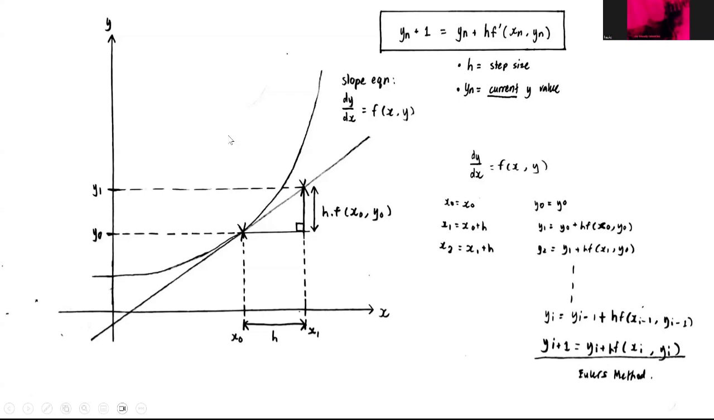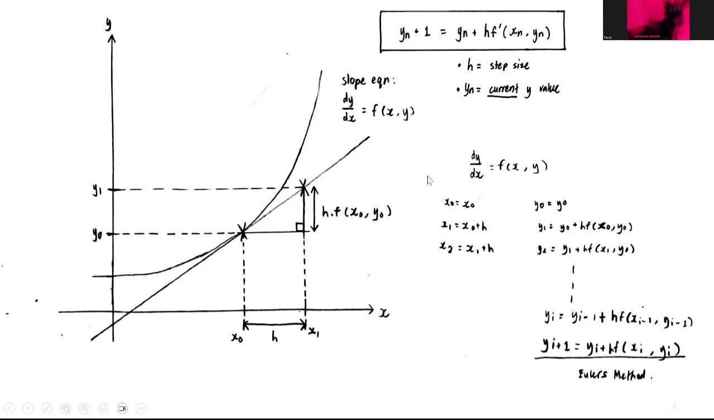Let's say we have a differential equation such as dy/dx equals f(x, y). We also have an initial point labeled x0, y0, and our goal is to estimate the values of y at the other points. Euler's method uses this update formula: y_{n+1} equals y_n plus h times f(x_n, y_n), h being the step size and y_n being the current y value.